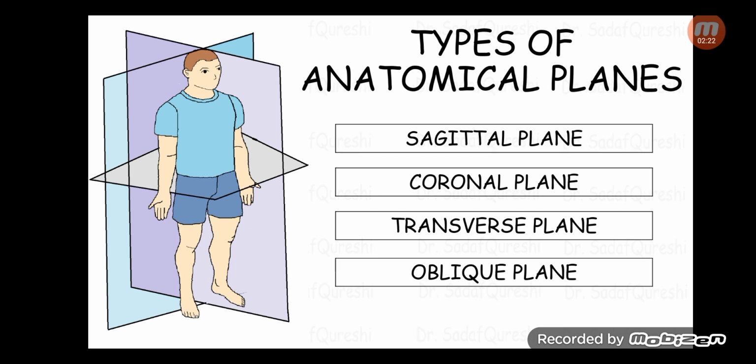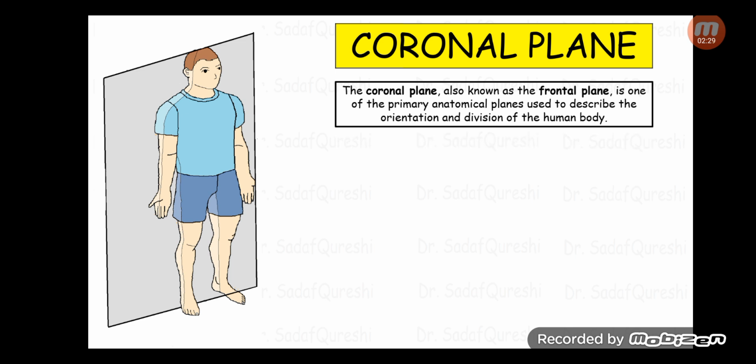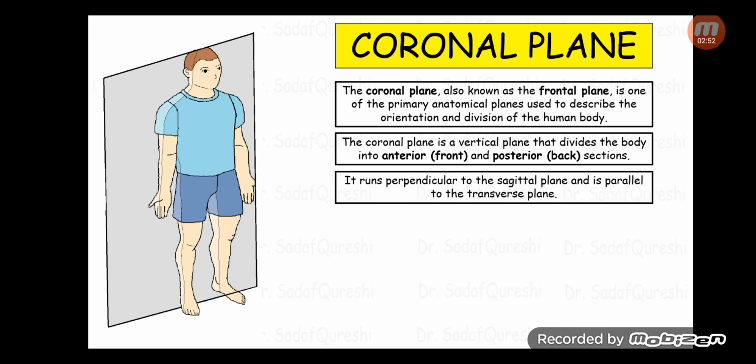Now let's talk about the coronal plane. The coronal plane, as you can see in the picture, also known as the frontal plane, is one of the primary anatomical planes used to describe the orientation and division of the human body. It is a vertical plane that divides the body into anterior and posterior sections. The portion of the body anterior to the plane is called the anterior section, and the portion posterior to the plane is called the posterior section. It runs perpendicular to the sagittal plane and is parallel to the transverse plane.